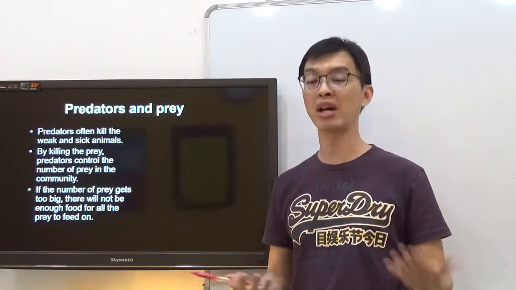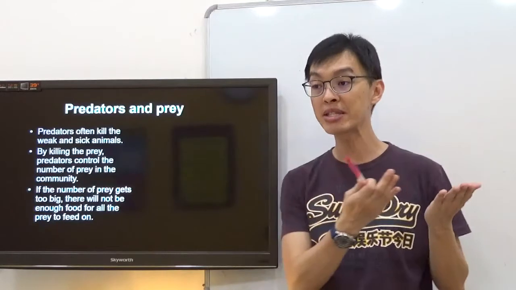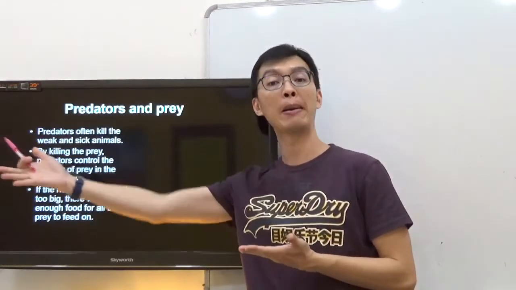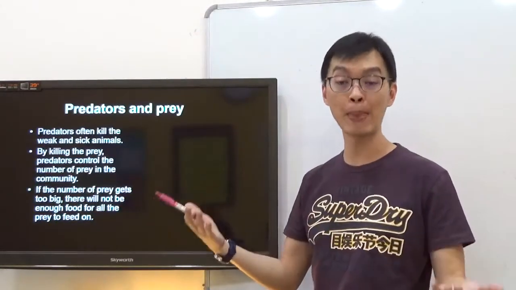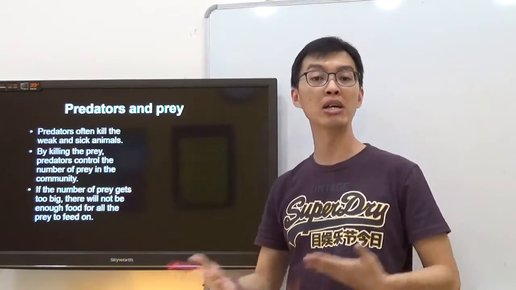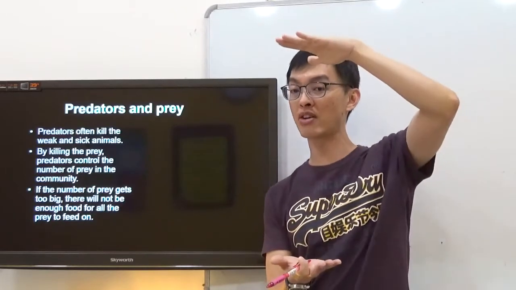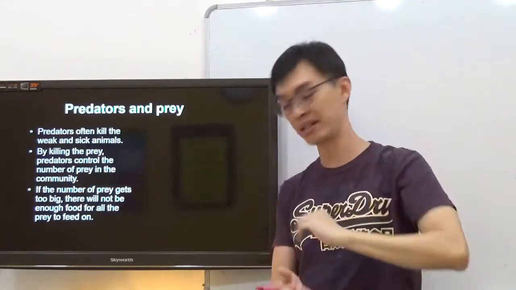So what will happen to the prey? The prey will either die of starvation or they will start to move to another place, another habitat, okay? Where there is an abundance of food and water. Remember, when there is a shortage of food and water, then the population size of the prey will decrease.